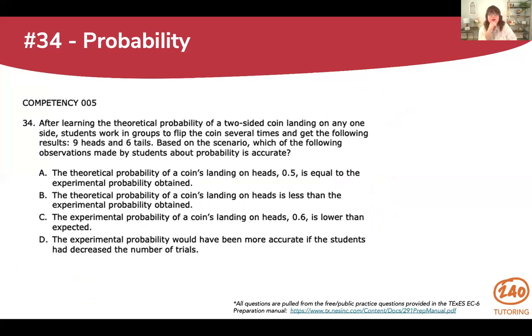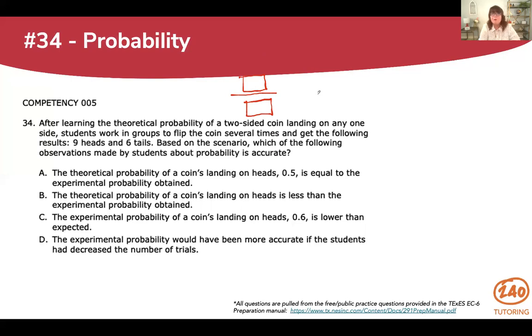After learning the theoretical probability of a two-sided coin landing on any one side, students work in groups to flip the coin several times and get the following results: 9 heads and 6 tails. Okay? Based on the scenario, which of the following observations made by the students about probability is accurate? Now, the first thing I'm going to do is write these out as fractions. When we write probability, we write it as a fraction with the numerator being the outcome we're trying to measure and then the total possible outcomes, okay?